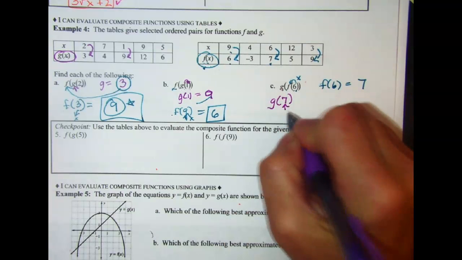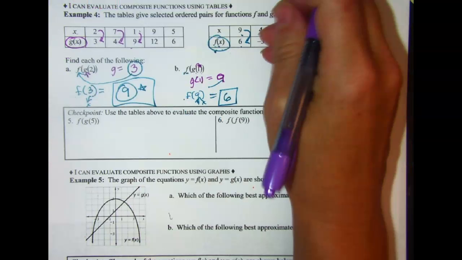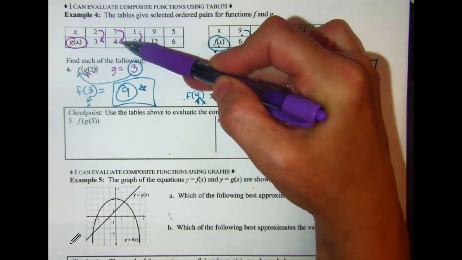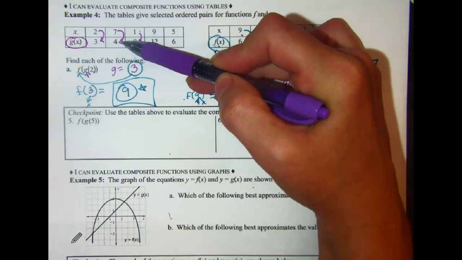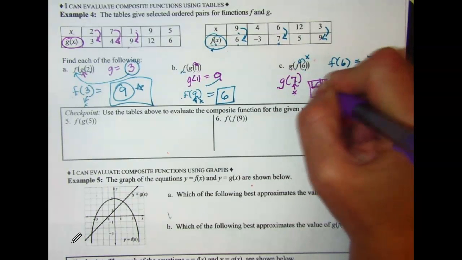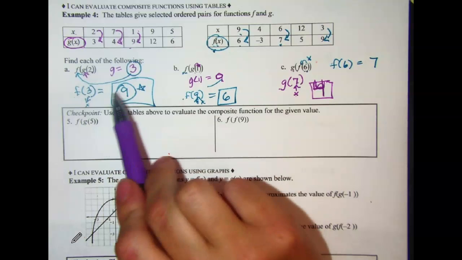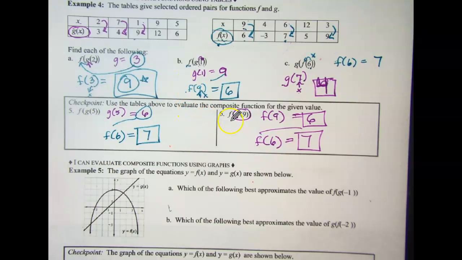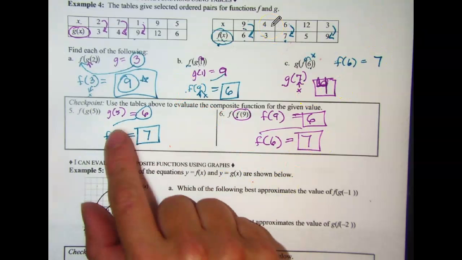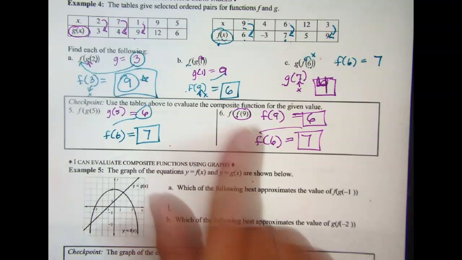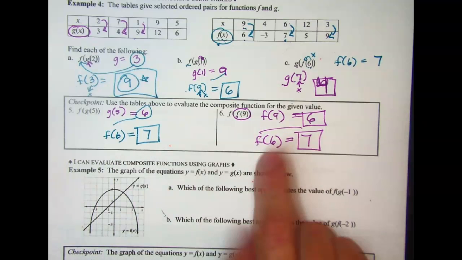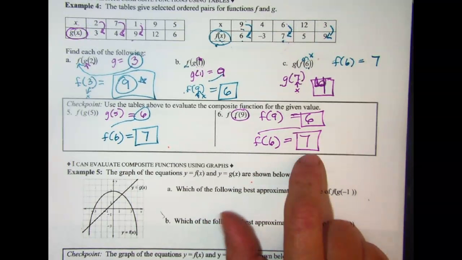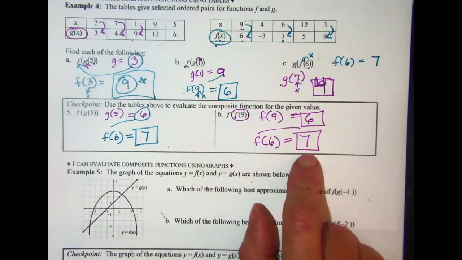So again, in the G table, when my x is 7, the answer is 4. So our answer is 4 here. Sorry, that's kind of messy. Now you are going to pause the video and do the checkpoint for me. Okay, so hopefully you have the same answers. And then for the next one, I found f of 6, and then f of 9, and my final answer here is going to be 7 also.